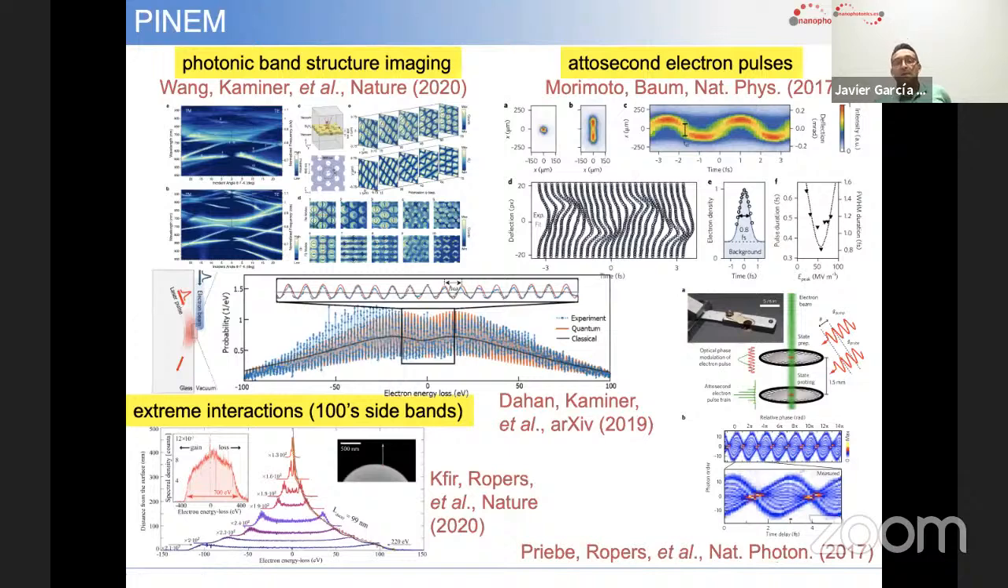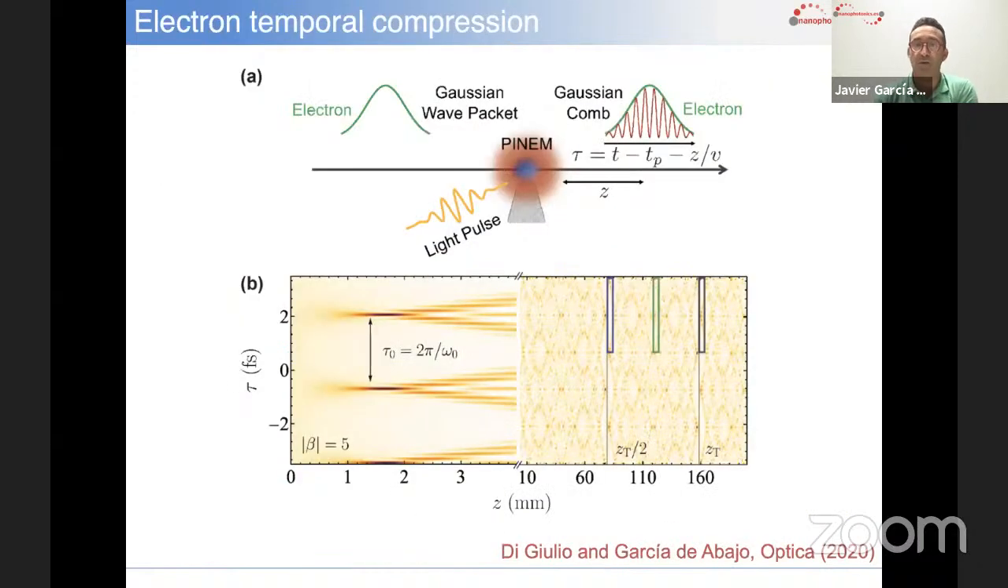Now, by now, Pinem is a well-developed technique. So people have been using this method, as I said earlier, to map photonic crystals, to produce up to hundreds of photon exchanges between the electron and the laser field under resonant conditions. People have looked into this compression of the wave function. These are experiments showing attosecond compression. So this train of pulses, each of them can have even down to an attosecond duration, right?